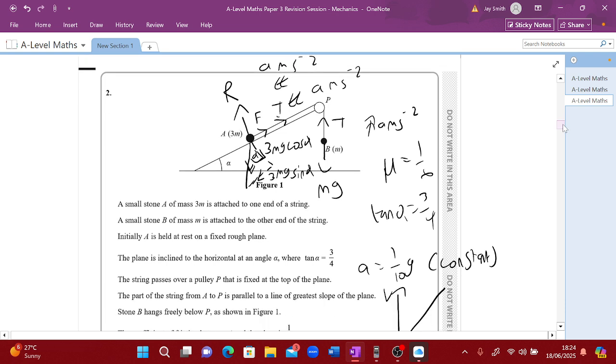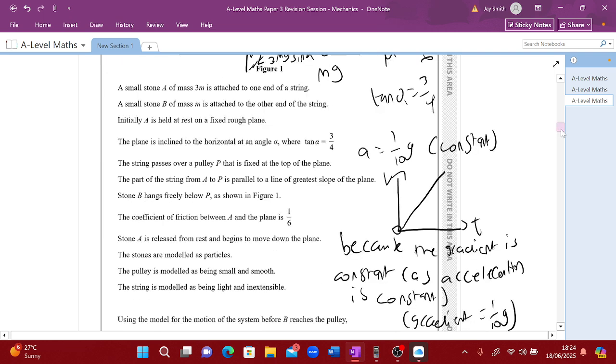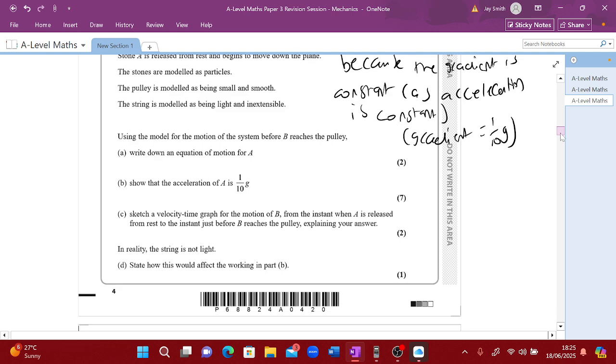Also, to explain, it actually doesn't say B starts at rest, but A does. The reason is, if A starts at rest and B's moving up, it's only moving up because A's moving down. So if A's not moving at all, then B's also not going to move at all. Because again, the tension will balance out with mg until A moves, and then we add acceleration on. I hope that made sense. But that would be the velocity time graph.